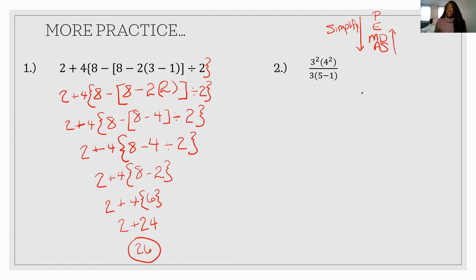So now for number 2, we have parentheses. So we got 4 squared. So it's going to be 3 squared times 4 squared. And what is 4 squared? 16. Okay? Over 3 times 5 minus 1, which gives me 4. So we had 2 parentheses that we had to work with. So now we still have another exponent, that's 3 squared. So 3 squared is 9.